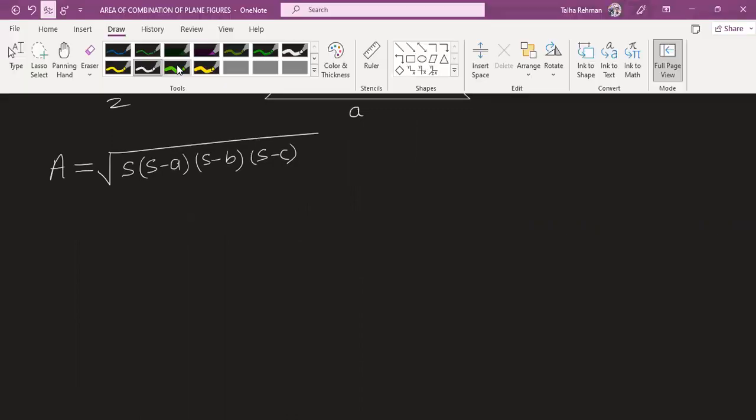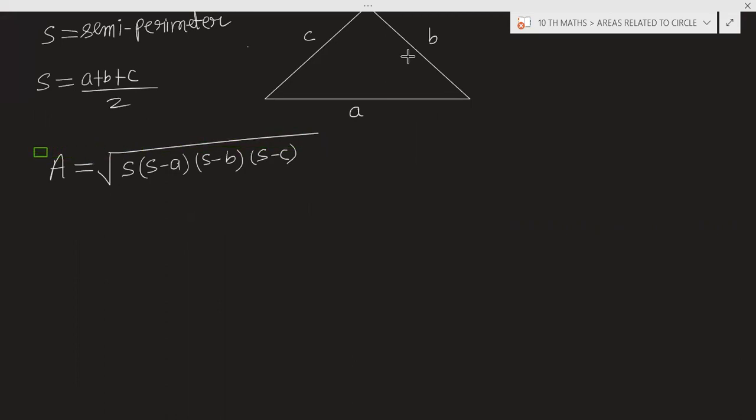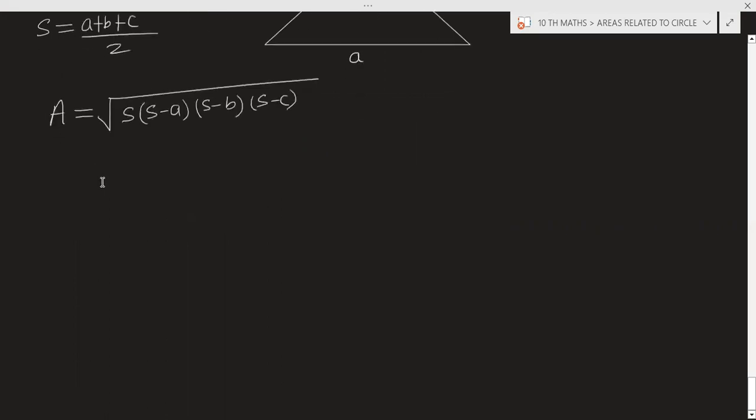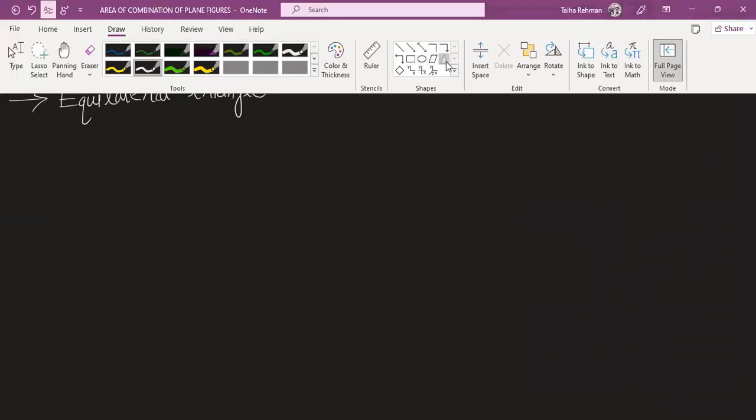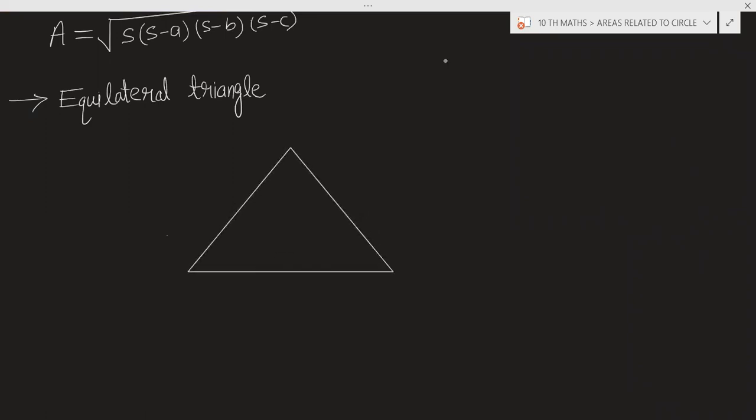Suppose you have an equilateral triangle. Remember this formula, it can be used sometimes. If this is the equilateral triangle, then this angle will be 60 degrees, this angle will also be 60 degrees, and this angle will also be 60 degrees. And this is an equilateral triangle, means all sides have the same length. Area of this equilateral triangle is given by root 3 by 4 multiplied by side square.